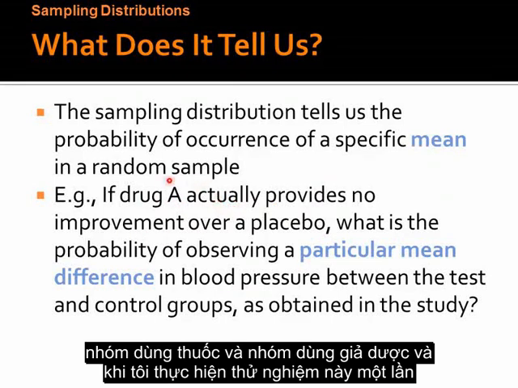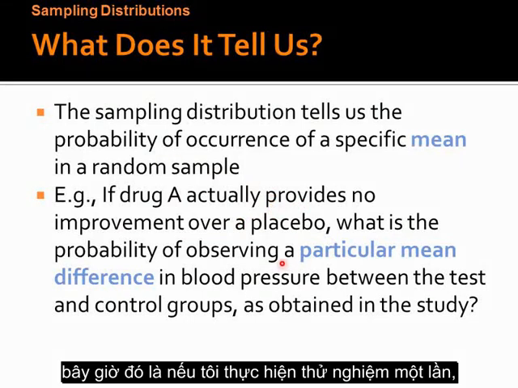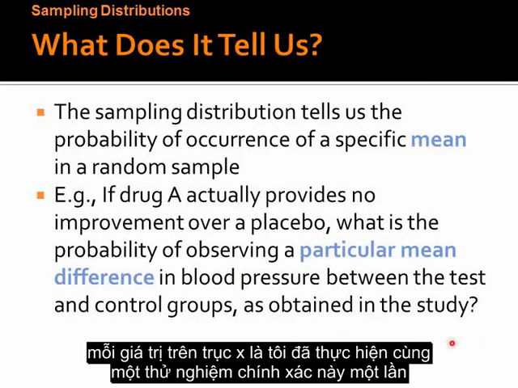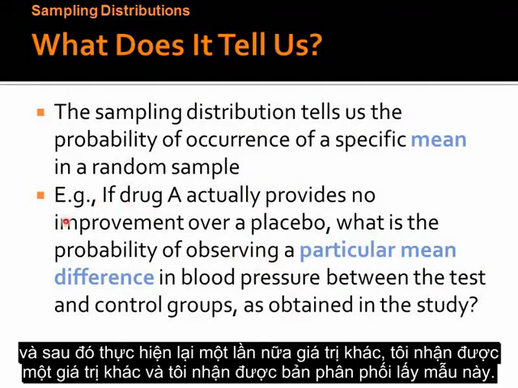The group which took the drug and the group which took the placebo. When I carry out this experiment once, there's going to be an average difference in terms of their decrease in pain level. Now that's if I do the experiment once. If I had the sampling distribution for this particular experiment, where each of the values on the x-axis is me having done this exact same experiment once, and then do it again, I get another value, do it again, I get another value, and I got this sampling distribution.